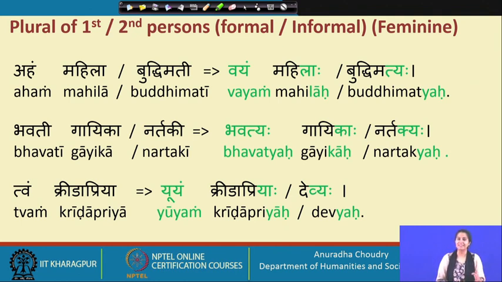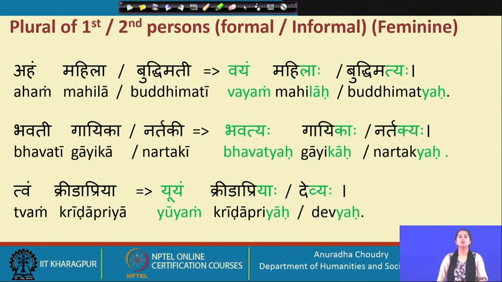So bhavati gayika. Now the mind has to be very alert because you have to remember that the words ending with a get a different plural ending for the feminine case. So we have bhavatyaha gayikaha. So although it is a feminine word, because of the ending, the way it is declined with the plural is different. Okay, so keep that in mind.